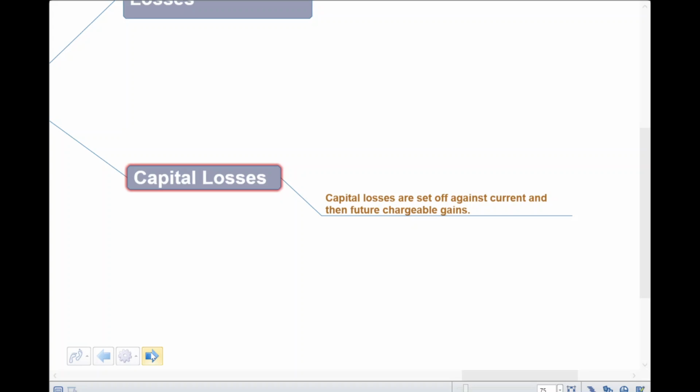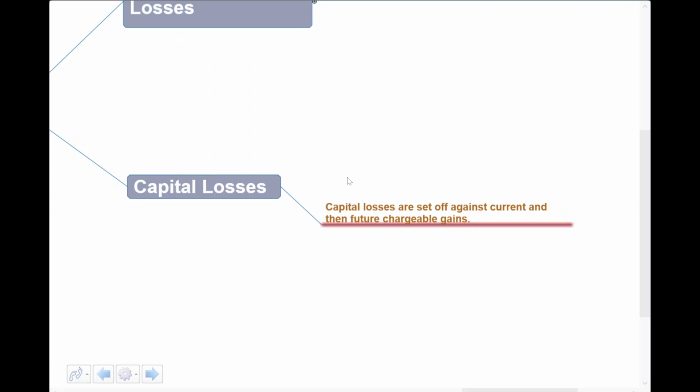Now, what about capital losses? This is even more straightforward. Basically, it's very much like losses for individuals under the capital gains tax banner. Capital losses for a company are set against current year gains and then future chargeable gains. Let's say we've got a company that has made a capital loss: they've sold a building at a loss of 50,000. Can they offset it against total profits in the current year? No, they can't. They can offset it against current year gains, but if they've done that and still have losses, then you carry it forward to future chargeable gains.